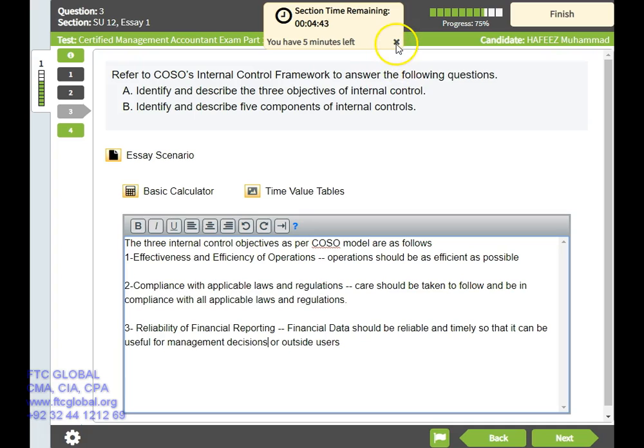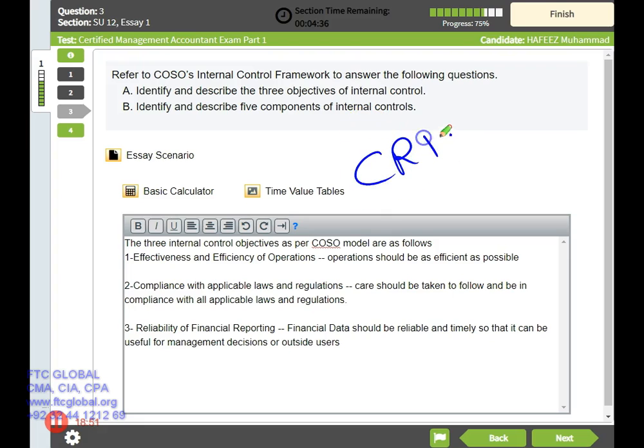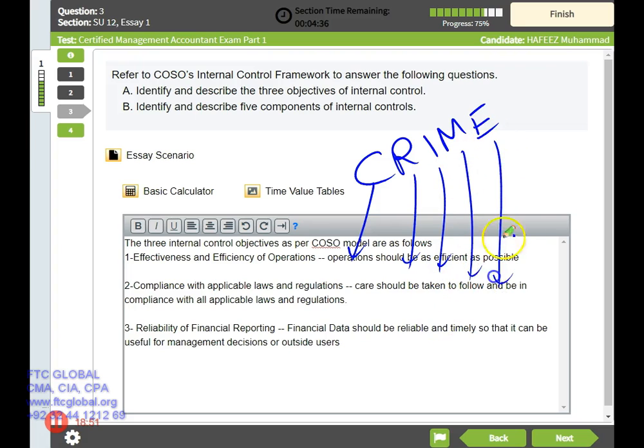Okay, next, second part. Identify and describe 5 components of internal controls. I'm sure you remember the components of internal controls can be memorized by the mnemonic CRIME. If you know this, you will know what I mean: control procedures, risk assessment, information and communication, monitoring, and control environment. These are the 5 components of the internal control framework given by the COSO model.